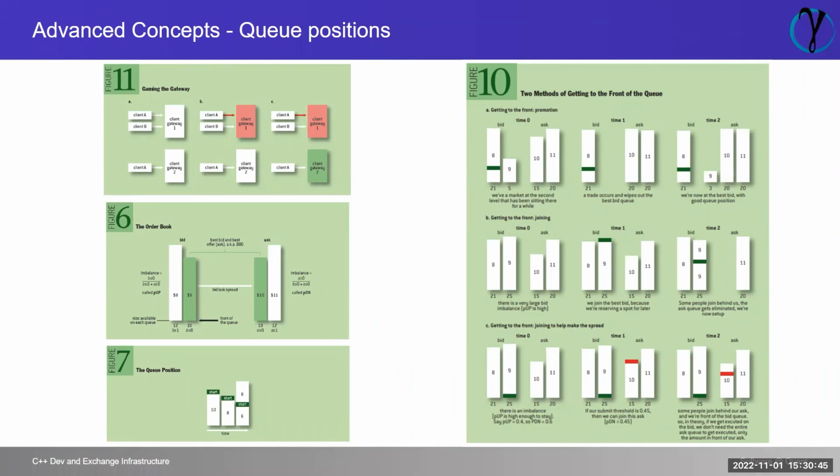The second way is that you basically just wait for people to come behind you. So you join the best bid, and then by the time it gets to you, you see how the ask gets wiped out. Then you can trade against the first one and the new ask, which is better than the old ask. So by the time you get there, you have good queue position and you will get a good spread on that.